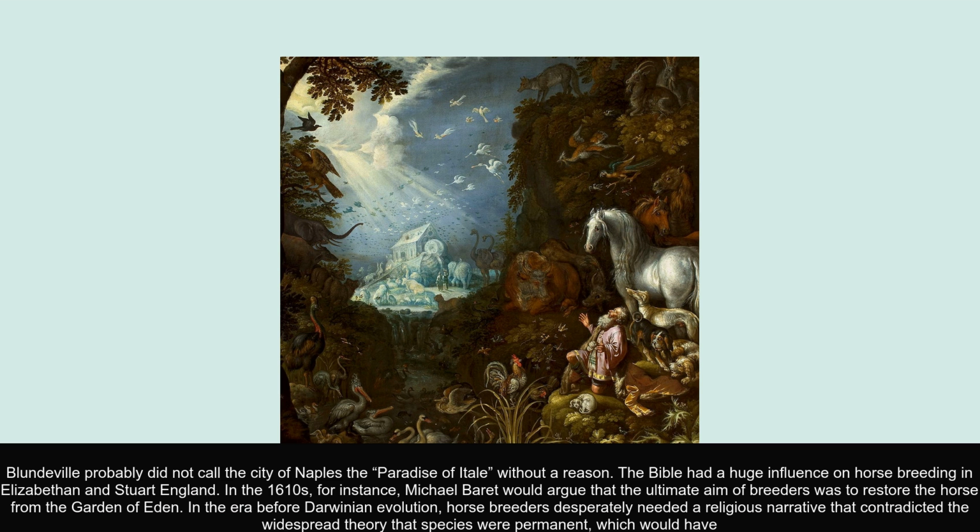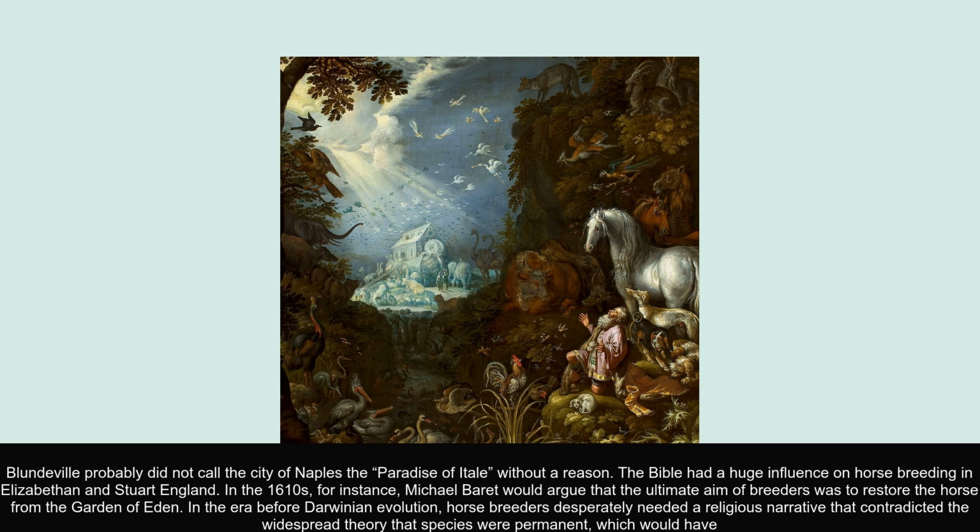Blundeville probably did not call the city of Naples the paradise of Italy without a reason. The Bible had a huge influence on horse breeding in Elizabethan and Stuart England. In the 1610s, for instance, Michael Barrett would argue that the ultimate aim of breeders was to restore the horse from the Garden of Eden.